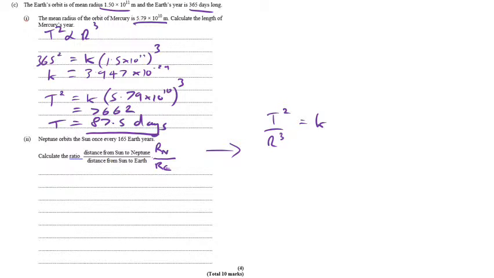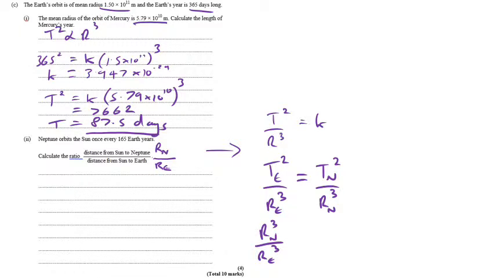But T squared over r cubed for the time period of Earth and the radius of Earth must be equal to T squared over r cubed for those values for Neptune. So I can say time period of the Earth squared over the radius of the Earth cubed must be equal to the time period of Neptune squared divided by the radius of Neptune's orbit cubed. If I rearrange this, I get the radius of Neptune cubed over the radius of Earth cubed is equal to the time period of Neptune squared over the time period of Earth squared.